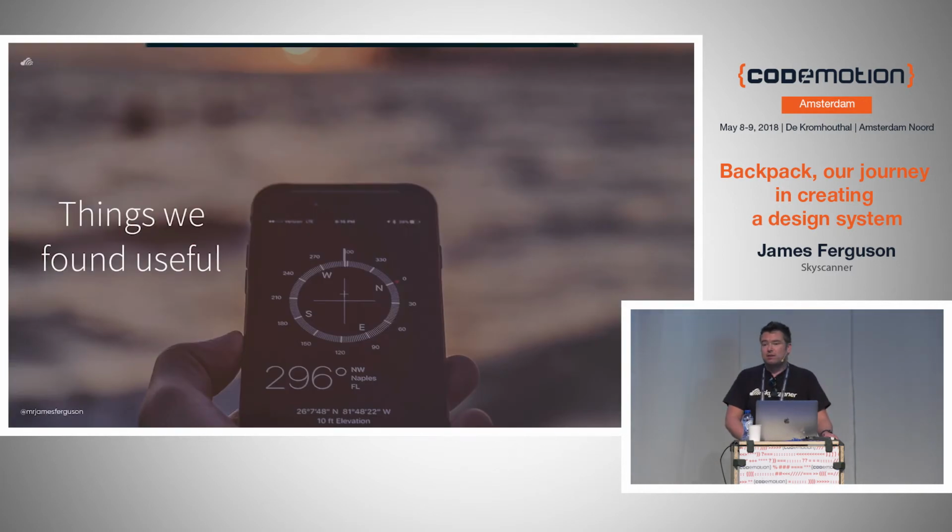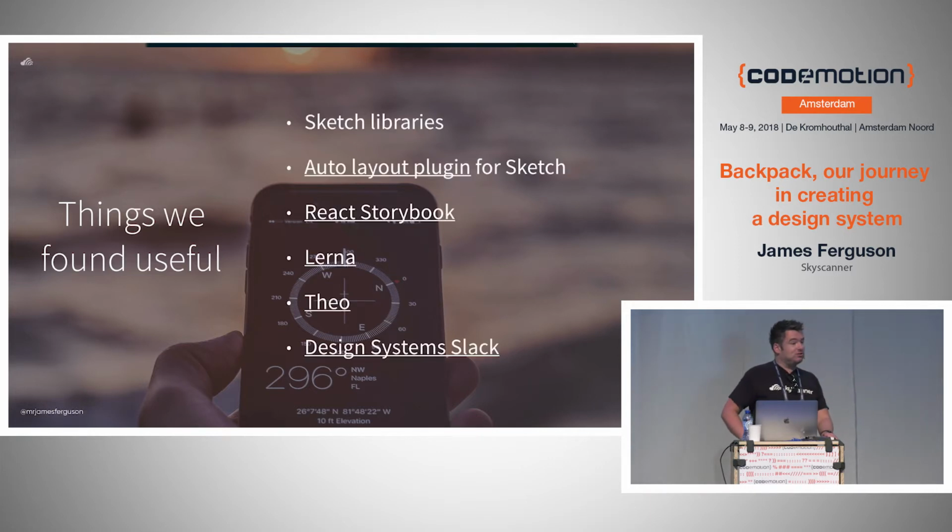So I'll finish off with a few things that we found useful along the way. Talked about Sketch libraries. Yep, absolutely, they're great for us. Auto Layout is a plugin for Sketch. If you haven't tried it, I would definitely check it out. It essentially allows you to do pretty accurate pinning of elements within your symbols. So when you resize stuff, you start to get responsive behavior to a degree, and it's much better than the equivalent that's built into Sketch.